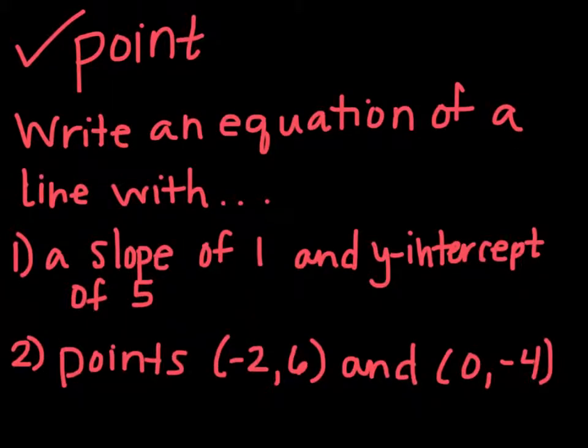Try these two practice problems on your own. Write an equation of a line with a slope of 1 and a y-intercept of 5, and then write an equation of a line that passes through the points (-2, 6) and (0, -4).